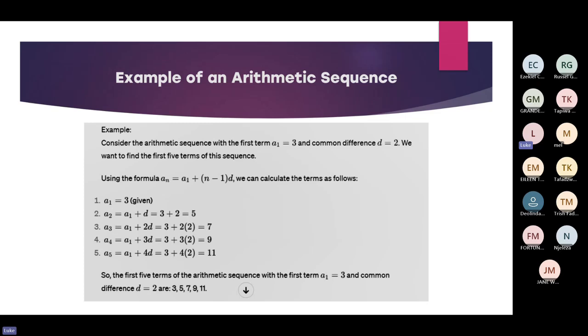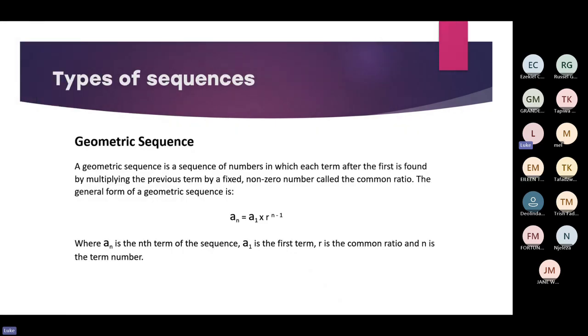All right, so this one I had explained the example, right? Still going with our types of sequences, we've got what we call a geometric sequence. A geometric sequence is a sequence of numbers in which each term after the first is found by multiplying the previous term by a fixed non-zero number called the common ratio. So the general form of a geometric sequence is given by a subscript n equals a subscript 1 times r, which is the ratio, to the power n minus 1.